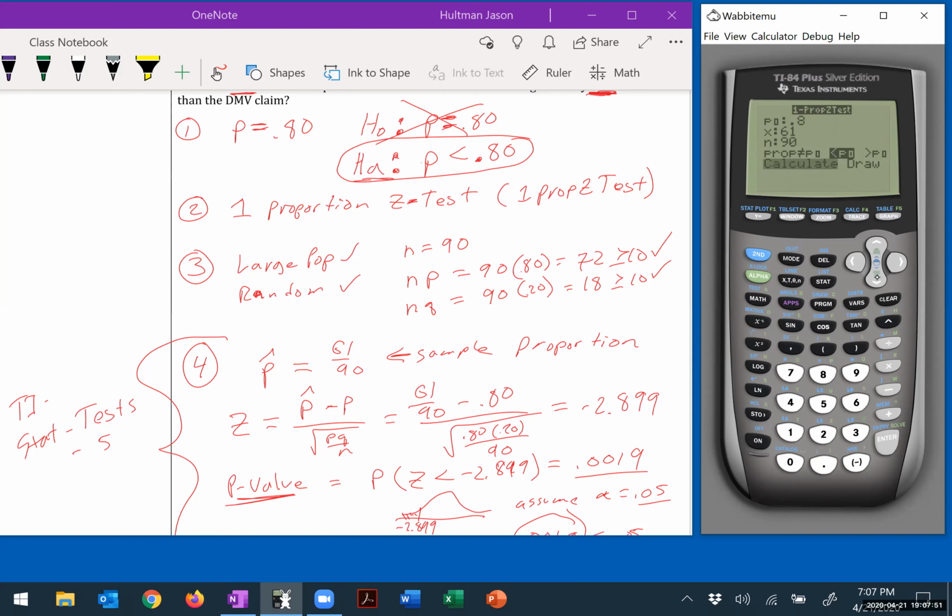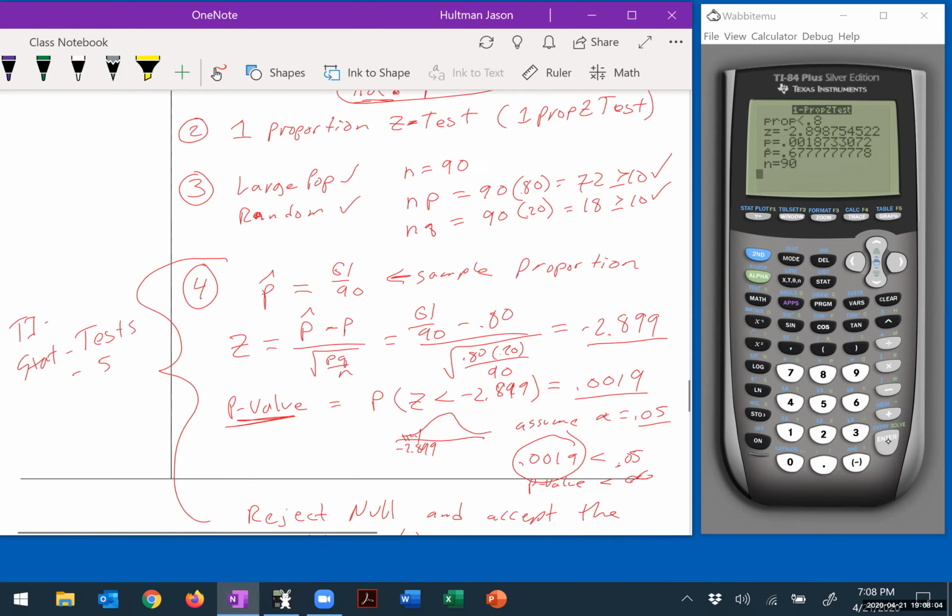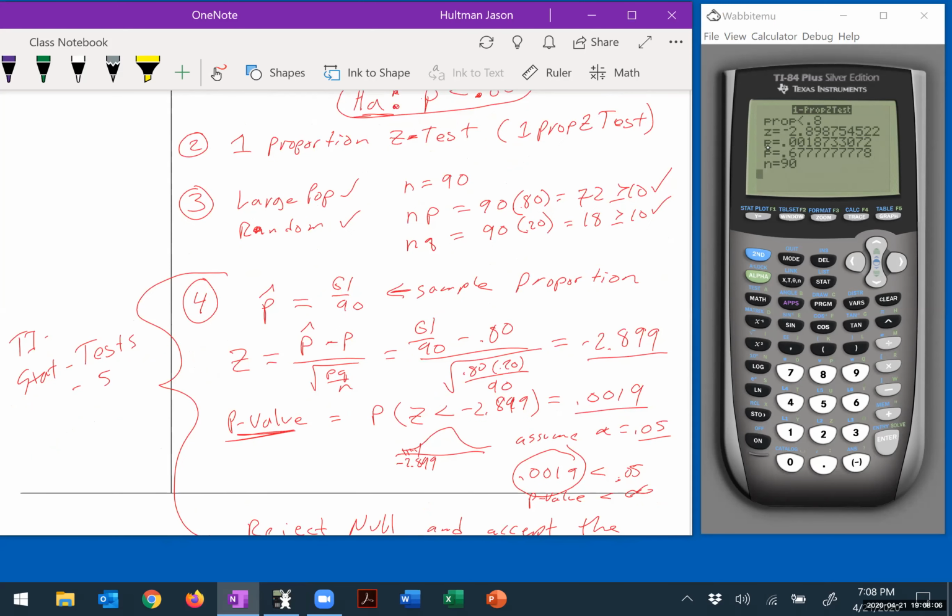And then I'm going to arrow down, I'm going to hit calculate. And look at that. It tells me what my Z value was, my Z score, boom, negative 2.89. It also tells me what my P value was, that little p there that's next, 0.008. It tells me what my P hat was, 0.68, and my N was 90, which is what I told it.